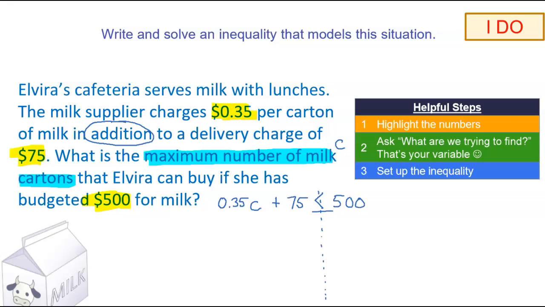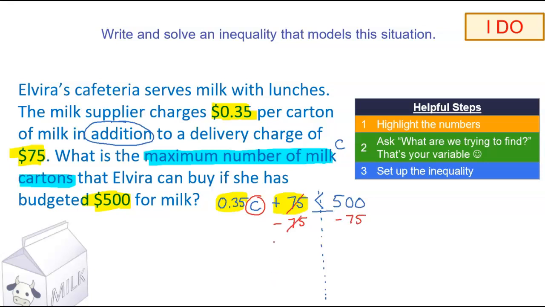Now we know how to solve this, right? We've solved things like this before. We circle our variable. We highlight our other terms on the same side. And then we do inverse operations to get rid of them. We take the one that's furthest away from C, so that's 75 in this case. We're going to do the inverse operation, subtract 75 from each side.